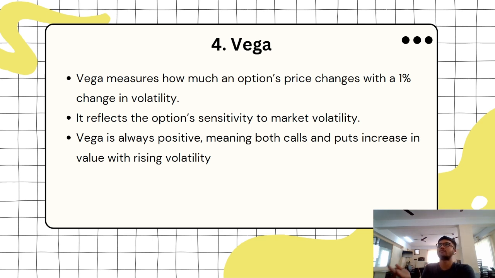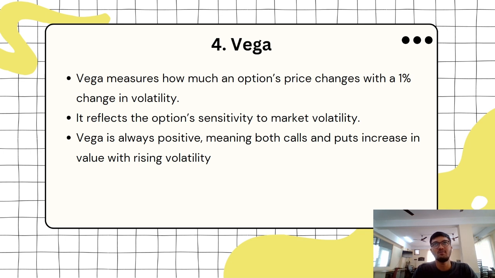As the VIX goes to 16, 17, 18, or as in the COVID times when it became 80, the Vega would be much higher. Even if the trade is not going in your direction, you'll actually make money because eventually the India VIX will increase, the volatility will increase, the Vega will increase, and so will your option premium.